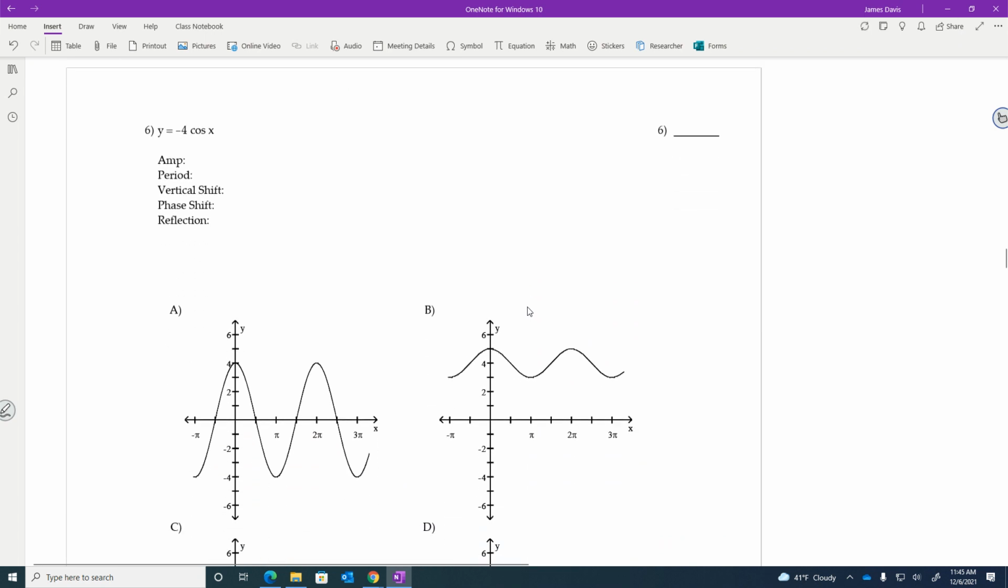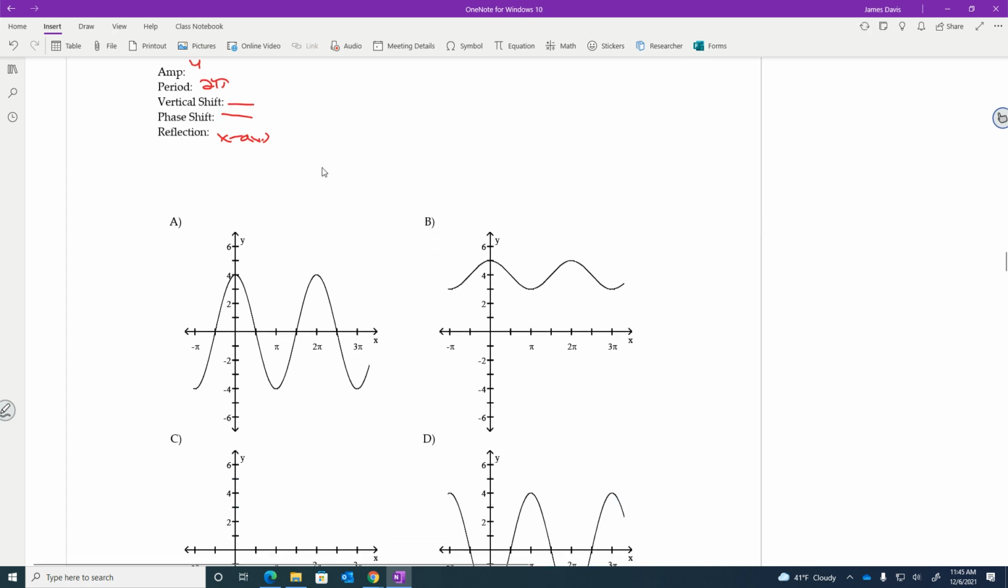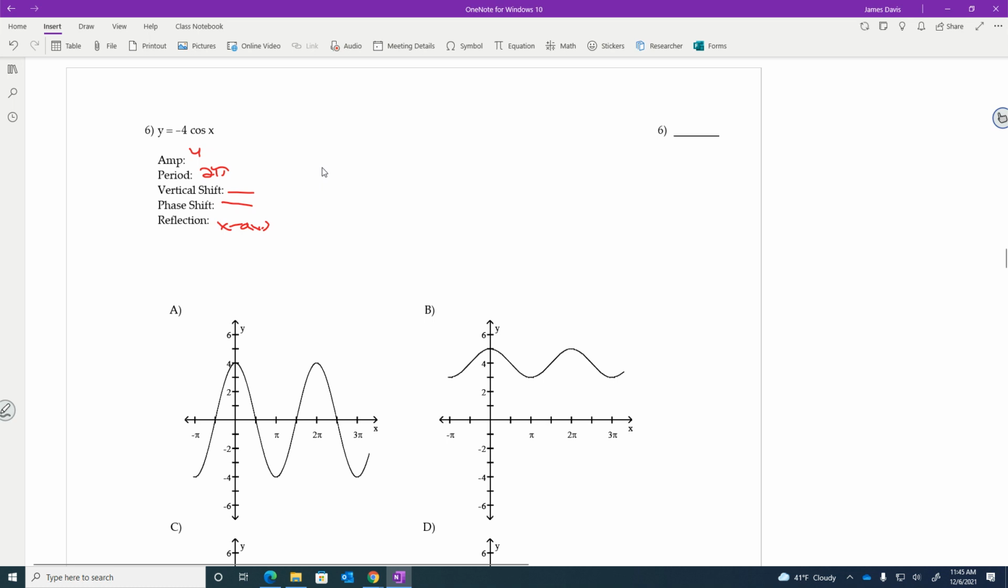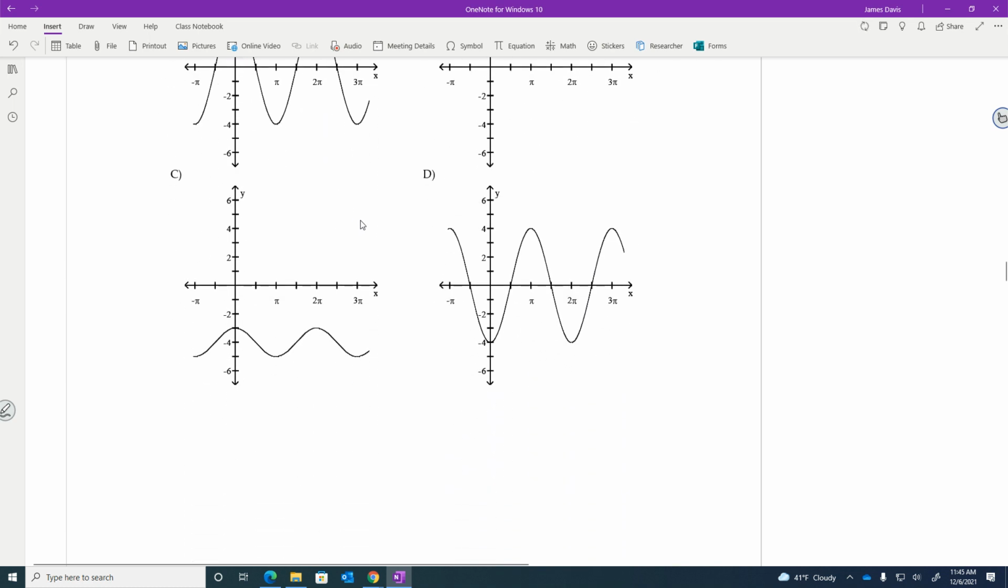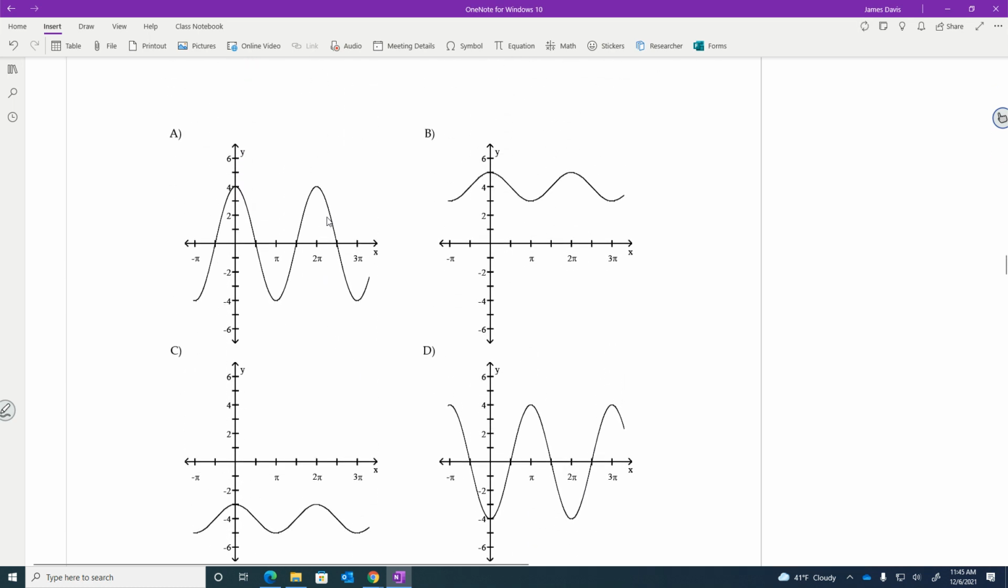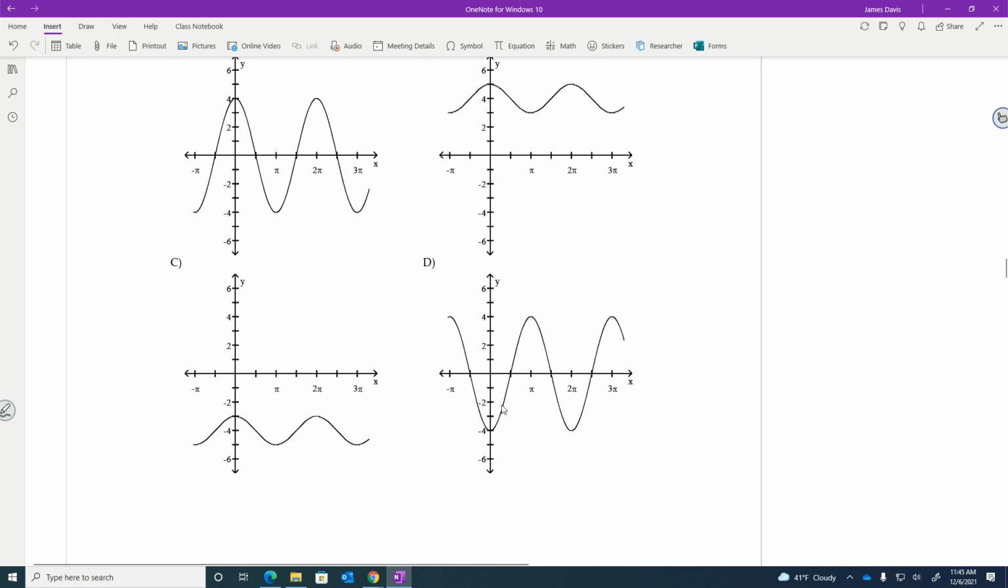For number 6, amplitude 4, period 2 pi, vertical shift no, phase shift no, reflection over the x-axis. So a cosine normally starts at the top, which means it will start at the bottom now, and it's amplitude of 4. You're going to again eliminate B and C. D starts at the bottom, so that's the one we want because it's reflected, which means the cosine starts at the bottom.